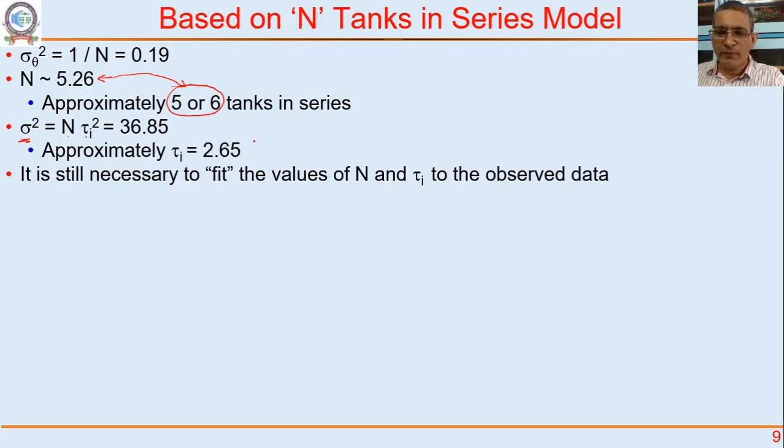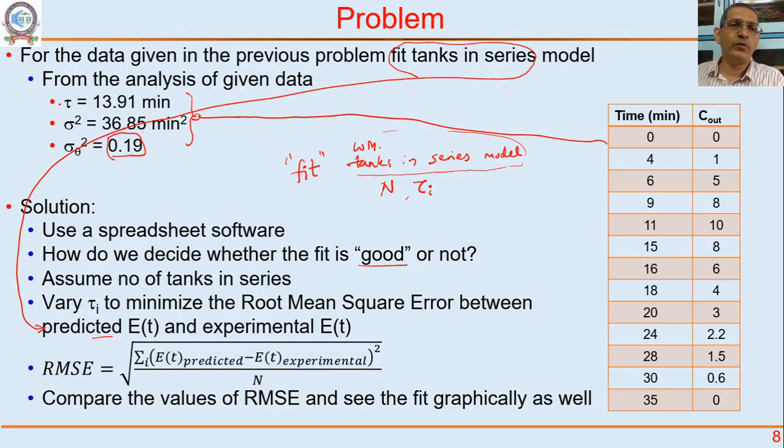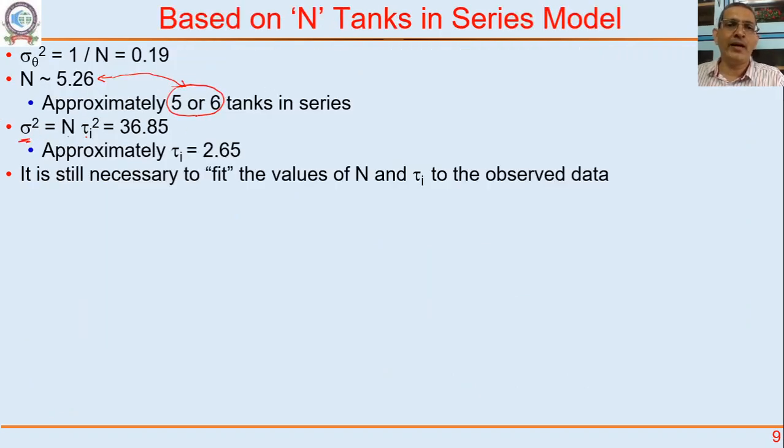So our experimentally observed values are already telling us that this is going to behave like 5 tanks in series or 6 tanks in series. Each tank is going to have a residence time of approximately 2.65. These are approximate values because we have not fitted yet. It's only the global parameters, sigma theta square, sigma square, tau, that are telling us how it is going to behave. But it is still necessary to fit values of n and tau I to the observed data.